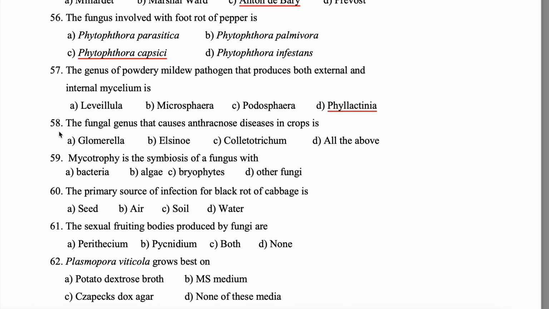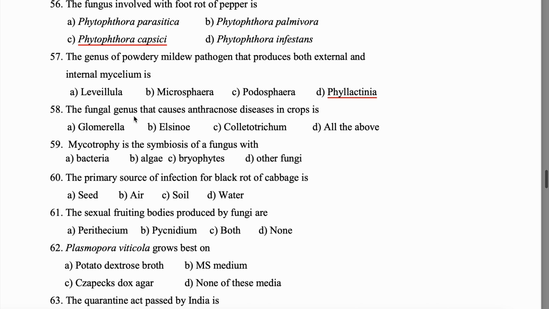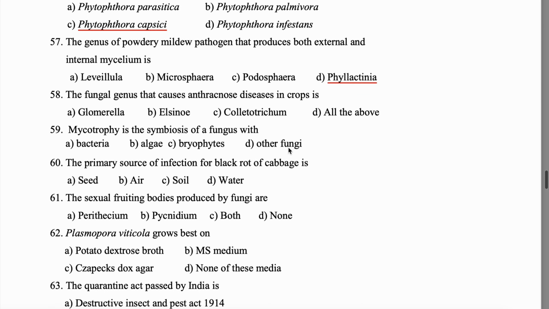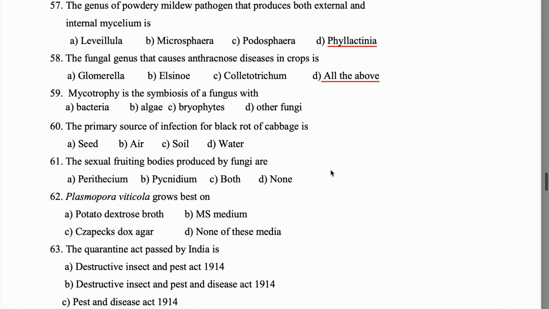Okay. Coming to question 58. The fungal genus that causes anthracnose disease in crops. Normally, anthracnose disease is caused by Colletotrichum, correct? But the other options like Glomerella, Elsinoe, all are responsible for causing anthracnose. So, the answer will be all of the above.